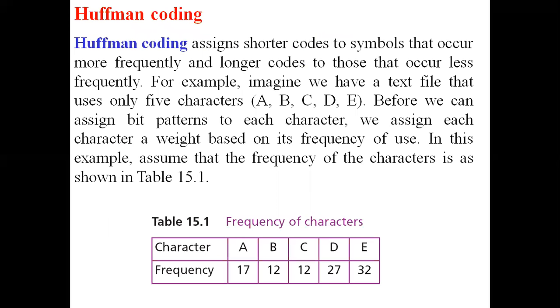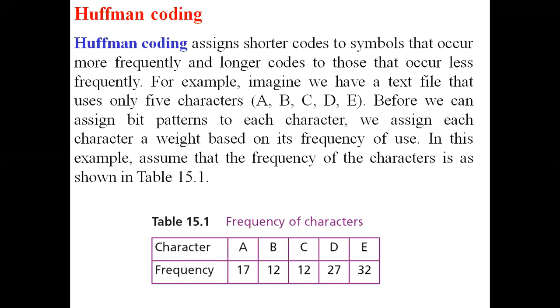The second algorithm which we are going to discuss here is Huffman coding. In Huffman coding, we assign shorter codes to the symbols that occur more frequently and longer codes to the symbols that occur less frequently. For example, let us assume that our text file contains only 5 characters, namely A, B, C, D, and E. Before we can assign bit patterns to each character, we assign each character a weight based on its frequency.